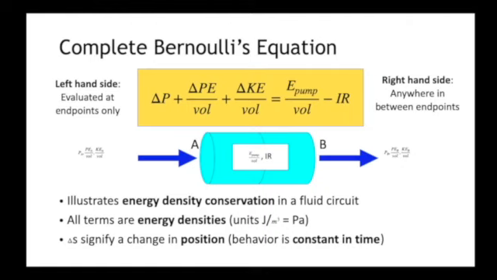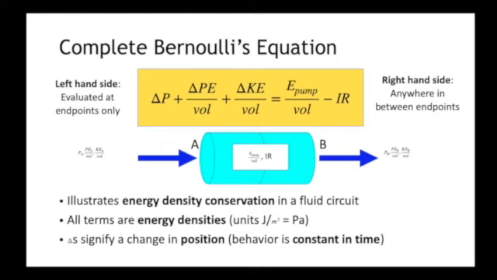What's our change? On the right, an E pump or a minus IR happens in between our 2 points, right? We don't care if there's like a pump. Yeah, pumps and dissipation are localized. They're at certain places. I guess dissipation can be spread out, but if it happens between A and B, we care about it, right? And so these are just pressure at B minus pressure at A. Potential energy density at B minus potential density at A, so on and so forth.